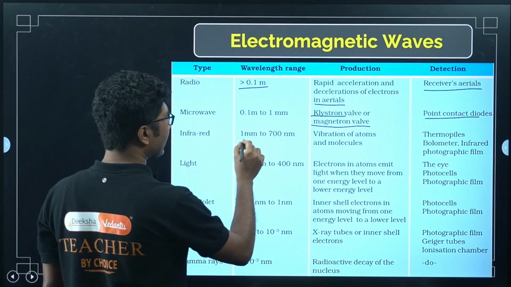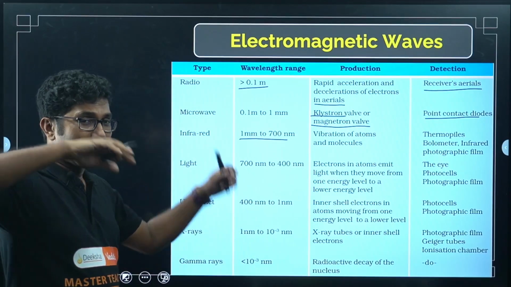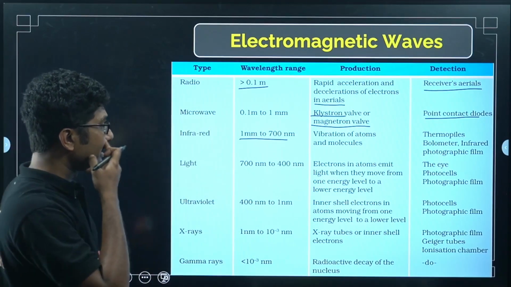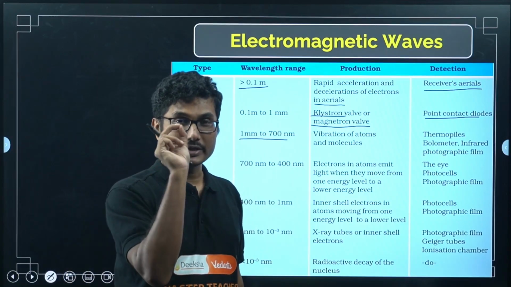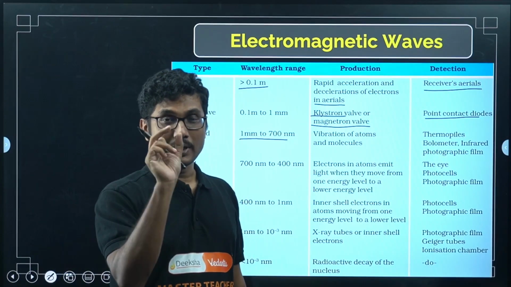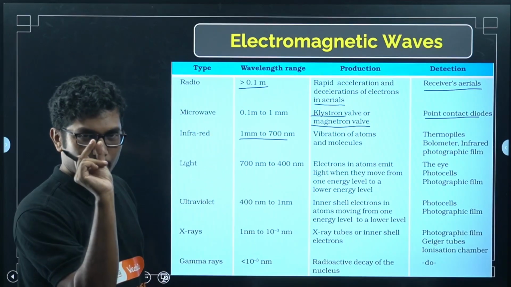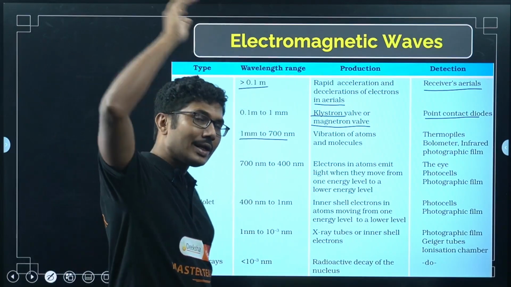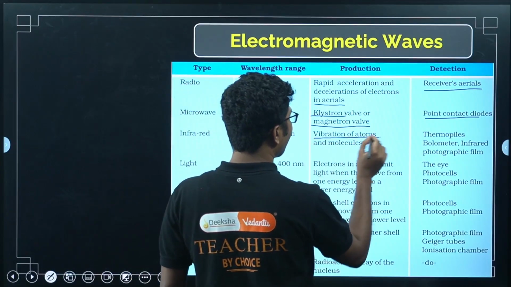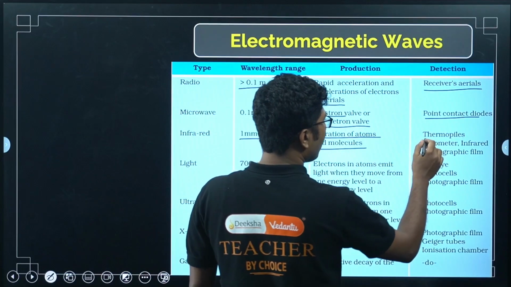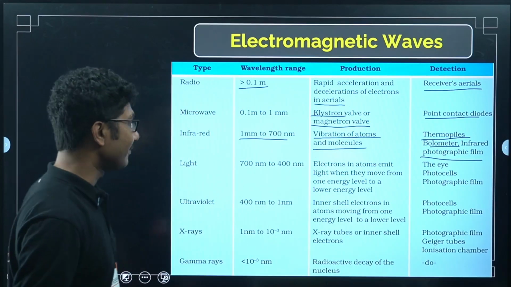Infrared has a wavelength range from 1 millimeter to 700 nanometers. So this is a very large scale distance. You can imagine, starting with 1 millimeter, that is the smallest distance on the normal ruler that you use in daily life, down to 700 nanometers. So it is a huge distance. It can be vibrations of atoms and molecules. Thermopiles, bolometers, and infrared photographic films can detect infrared.